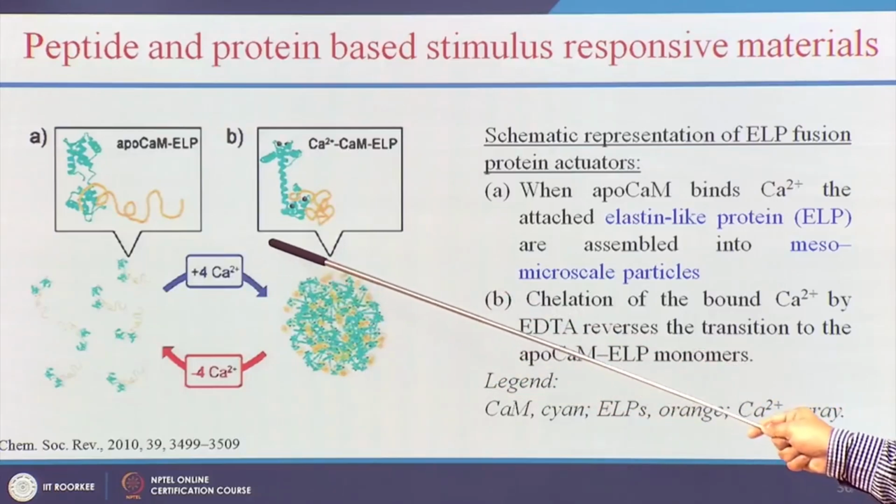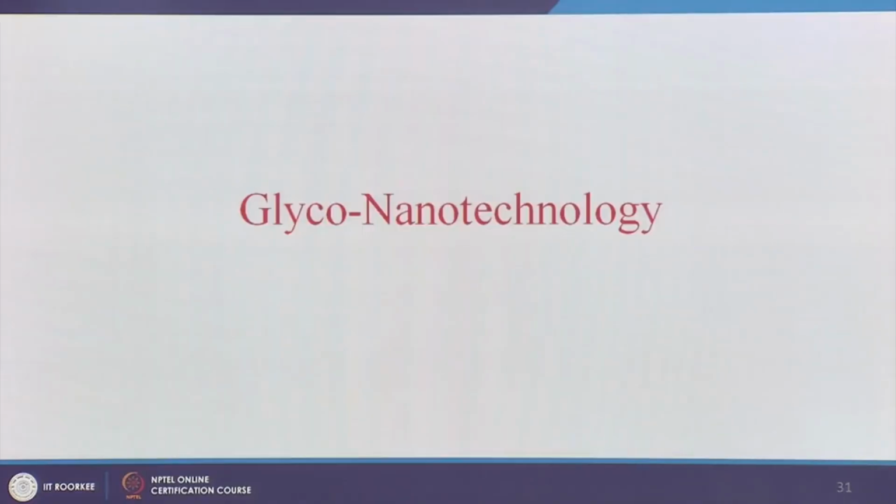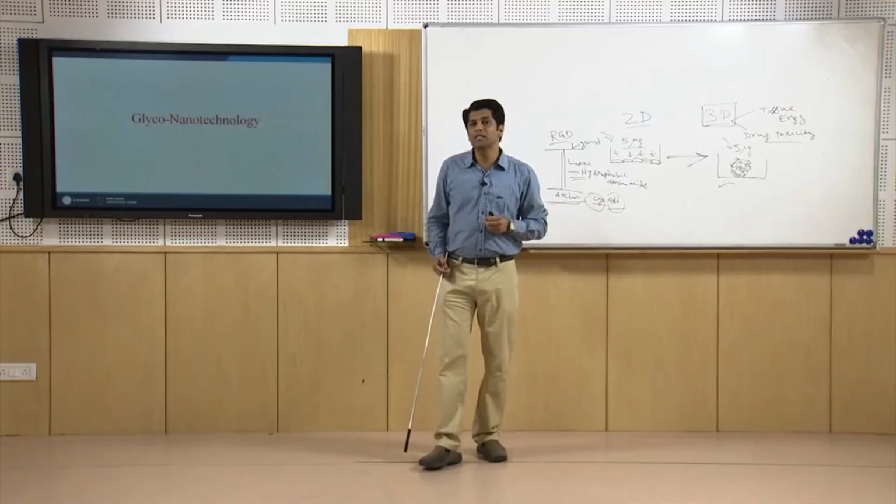So, with the presence of calcium or in the absence of calcium, it can release the drug, which can be useful for a stimuli responsive material. So, we have seen several applications of protein based nanomaterials in the previous slides.